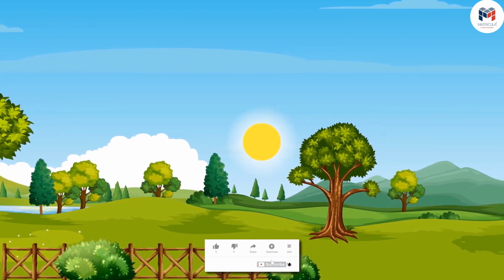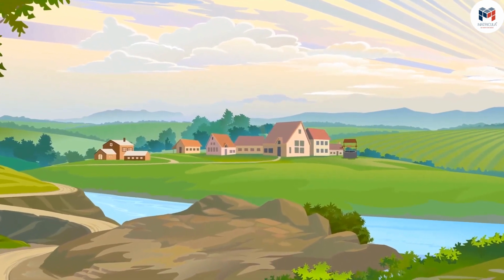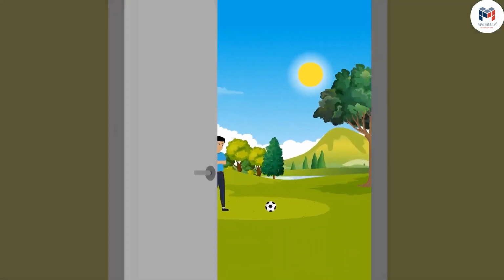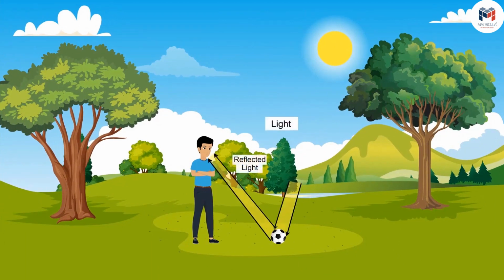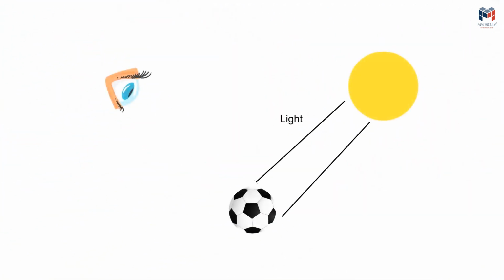Let's take an example. We are able to see a whole lot of things in the world around us, but we are unable to see things placed in a dark room, right? Why does this happen? Exactly. The answer is light. During the daytime, light rays from the sun get reflected when they fall on objects. These reflected light rays, on entering our eyes, enable us to see these objects.